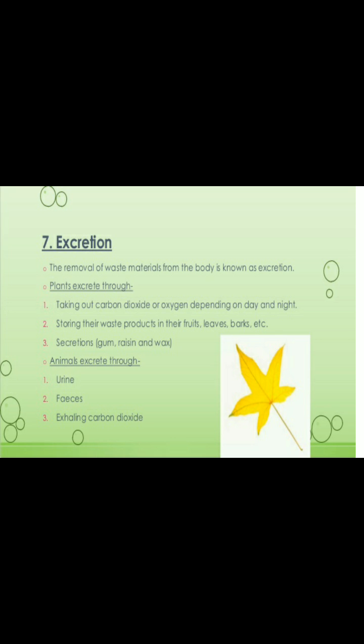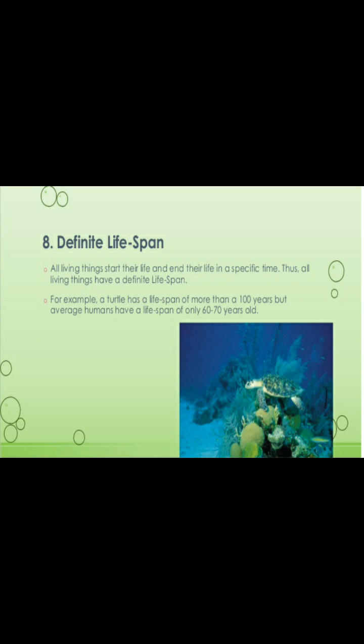Plants store their waste products in their fruits, leaves, bark, etc. Secretions like gums, resin, and wax. Animals excrete through urine, feces, and exhaling carbon dioxide.